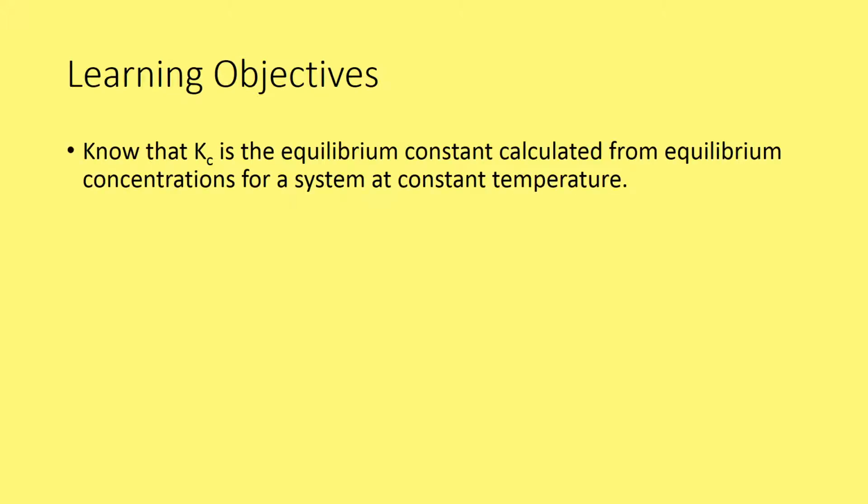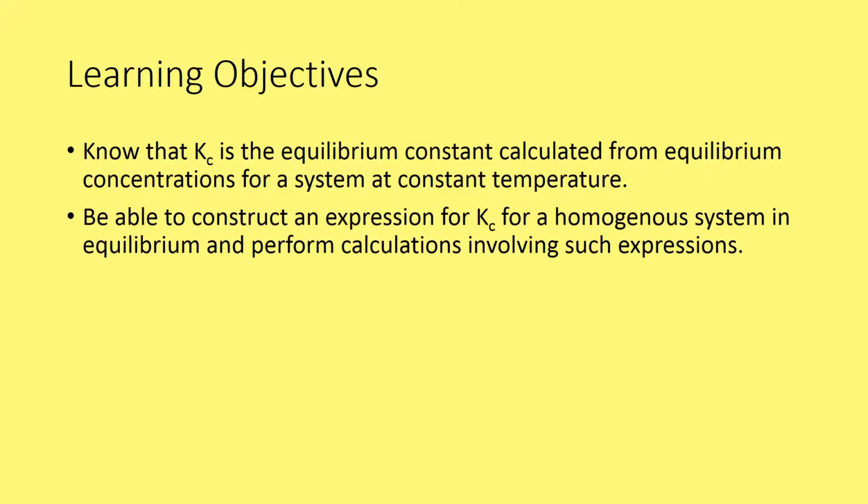So what we're going to learn today is that Kc is the equilibrium constant as opposed to the rate constant. The rate constant has a small k, this is a big K with a suffix c, and it's calculated from the equilibrium concentrations for a system at constant temperature. We also want to be able to construct an expression for Kc for a homogeneous system in equilibrium and perform calculations involving such expressions.